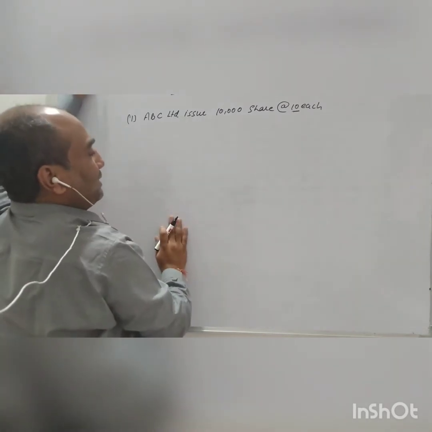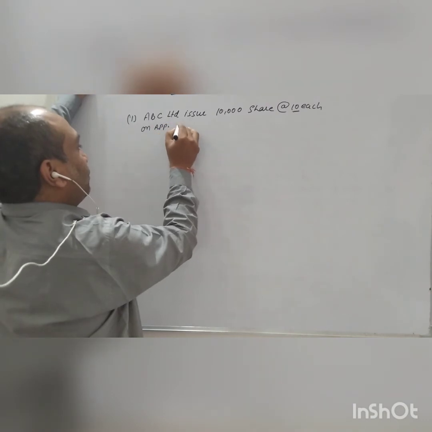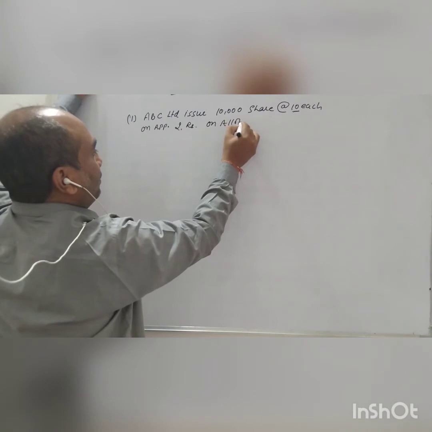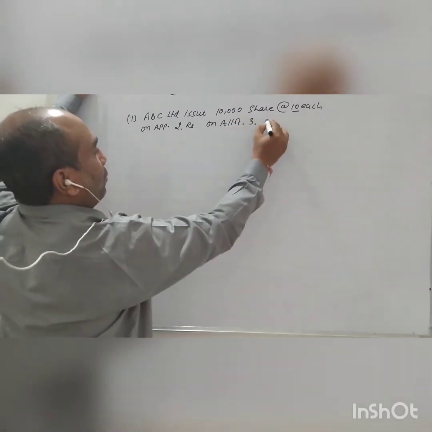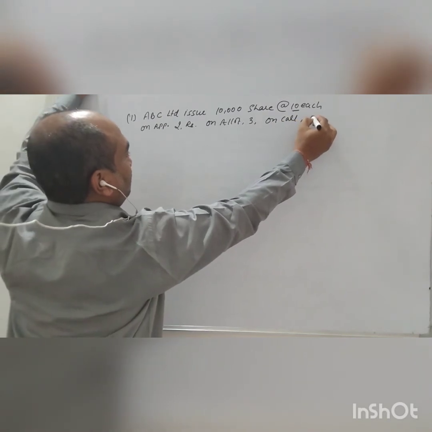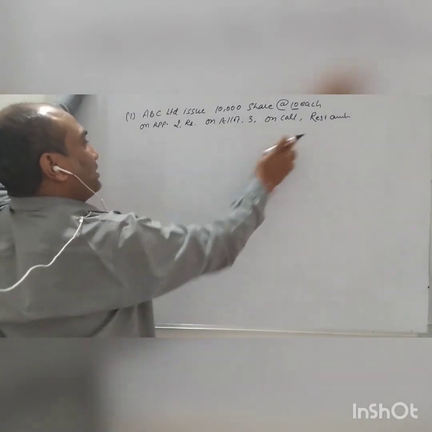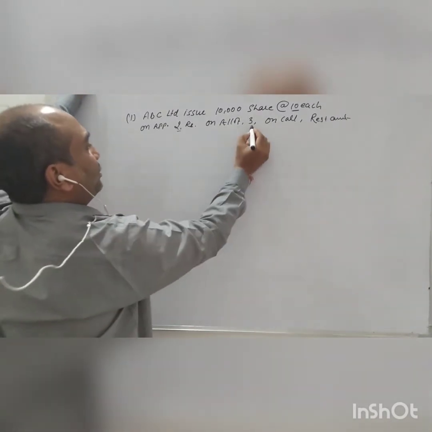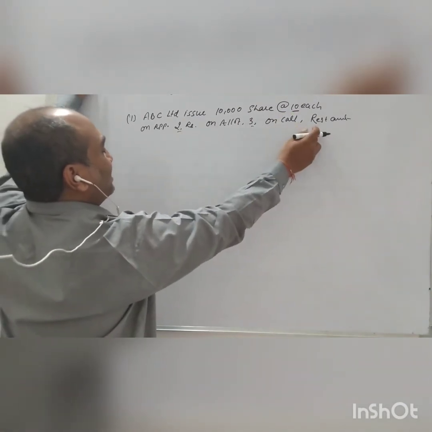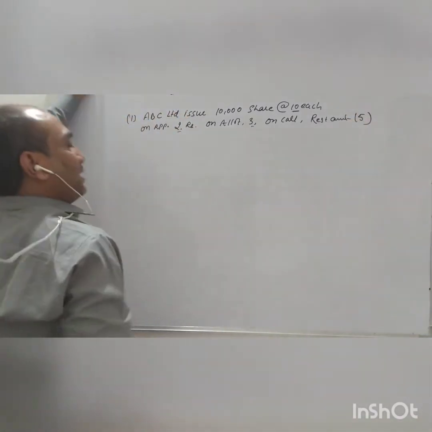Now the company is calling the money: on application 2 rupees, on allotment 3 rupees, on call the rest amount. How much is the rest amount? 2 rupees in application, 3 rupees in allotment, 2 plus 3 is 5, face value is 10, so the rest amount is 5. So here we can write 5 rupees as the rest amount.